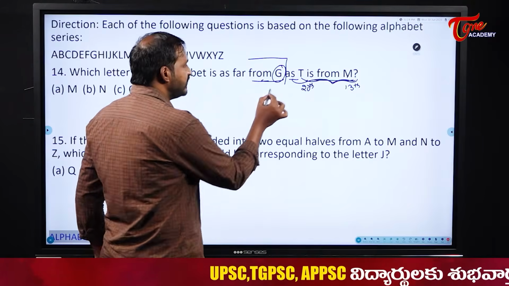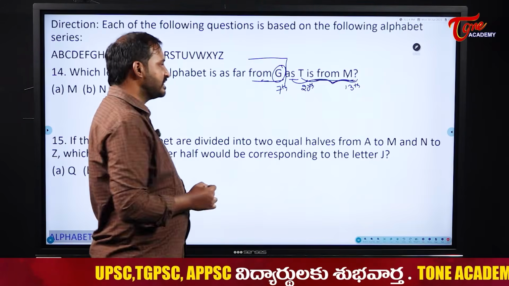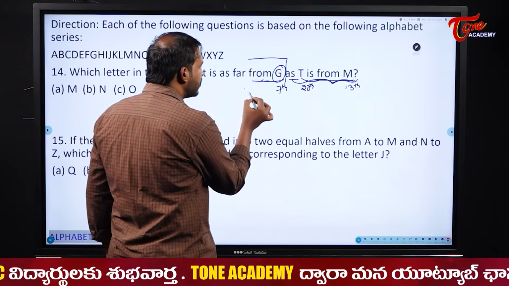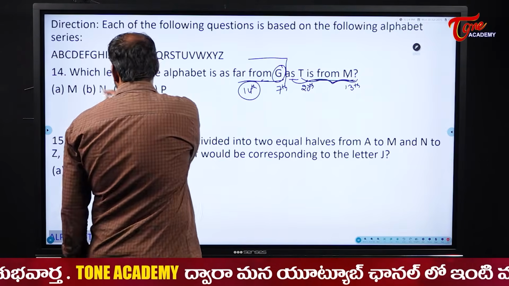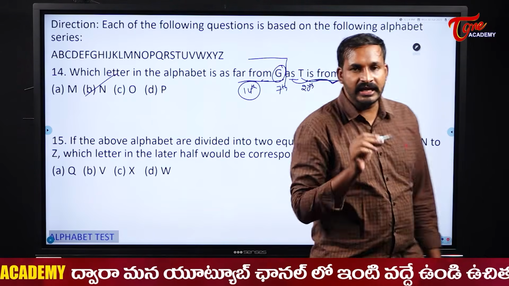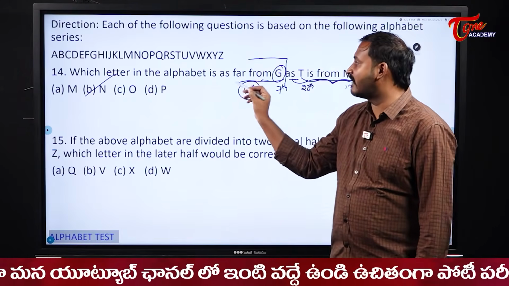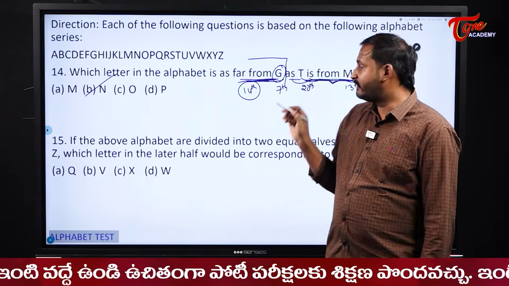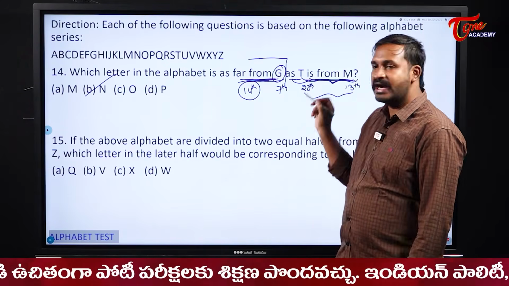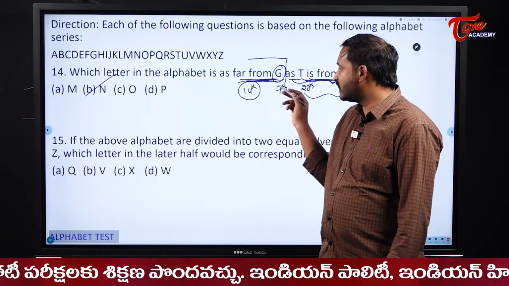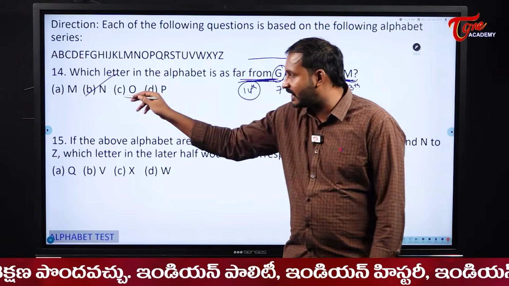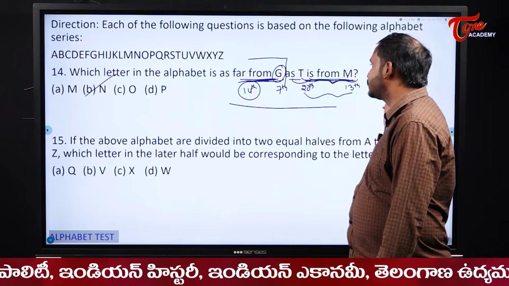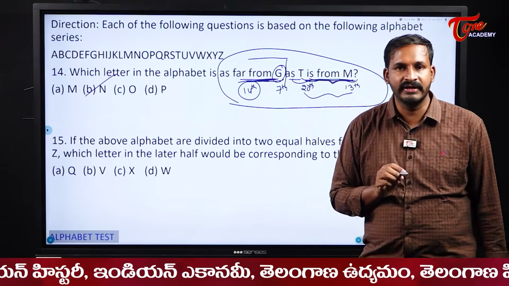Yes, sir. Then G is the 7th alphabet for me. So to this also I should add plus 7. Plus 7 means what it becomes? 14th. What is the 14th alphabet? N. Here, try to understand: which letter in the alphabet is as far from G as T is from M? Between T and M, what is the relation? If I add 7 to M, I will get T. Similarly, I should add 7 to G, so that I will get N. So my answer here is N. So please be careful and try to understand the question carefully, students. That is very, very important.